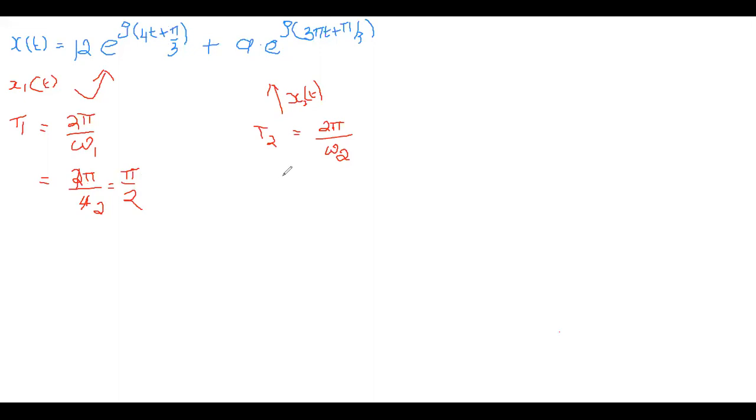Now what is T2 here? T2 is the fundamental time period of the second function, e power j (3 pi t plus pi by 3). Forget about theta, and compare this function with omega t. So T2 is 2 pi by omega 2. Now what is omega 2 here? It is 3 pi.